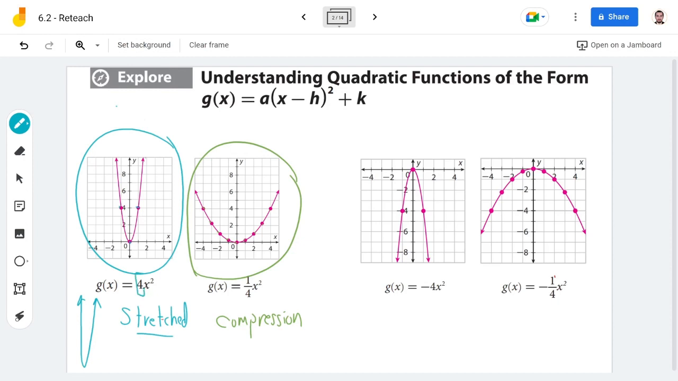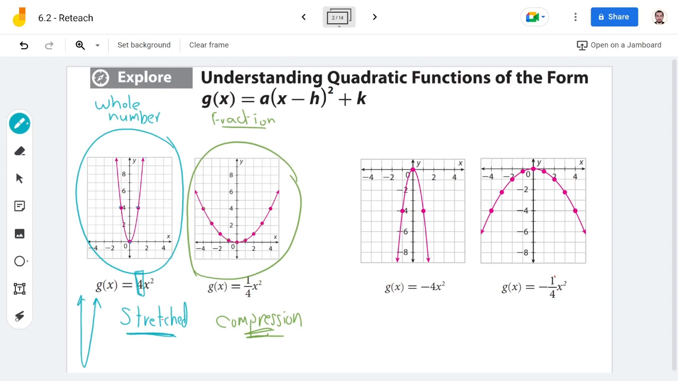Now the stretch is always represented when a is greater than 1, or equal to 1, or let's say greater than 0, which we can say in a different way: a whole number. And the compression, we can say it's a decimal or a fraction. So when I have a fraction, it's compression. When I have a whole number, it's a stretch.